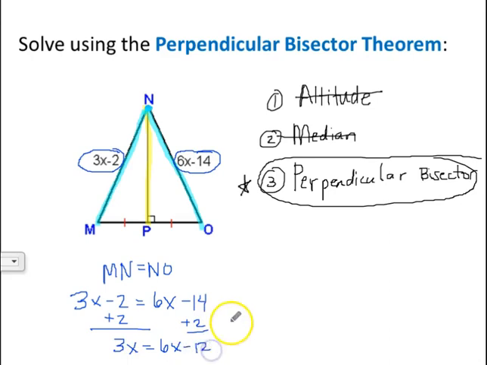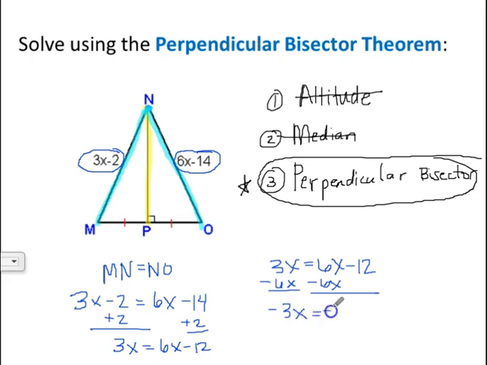minus 12. I'm going to start up over here. I'm running out of room down there. Get all my x terms on one side of the equation. So now I've got 3x minus 6x, which is negative 3x, equals negative 12, divided both sides by negative 3. And I get x equals positive 4.